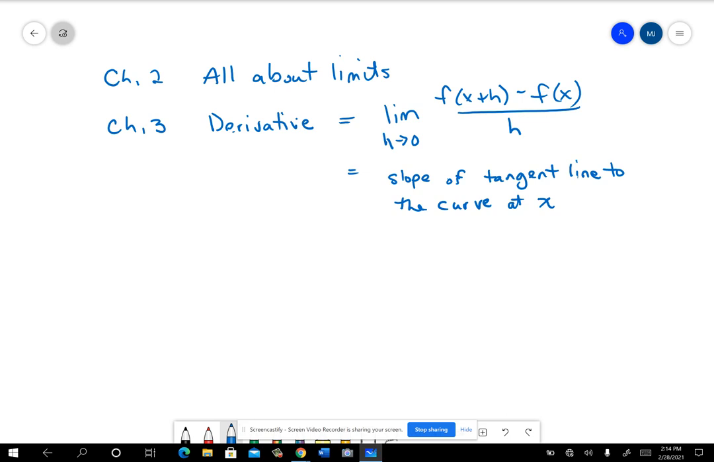All right, so that's the big idea of chapter 3, is that the derivative is really just the slope of the tangent line to the curve at x in general, okay? Then you know how to do limits, and you know that this right here is the difference quotient. So you had a little bit of review and some work with that. And so we're just putting those ideas together and working on developing the idea of the derivative.